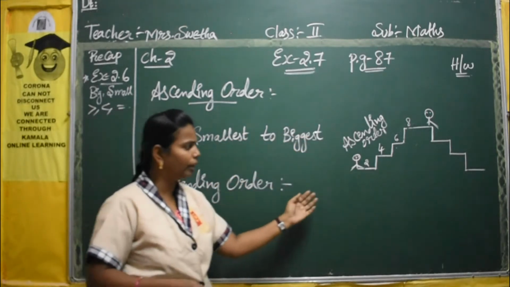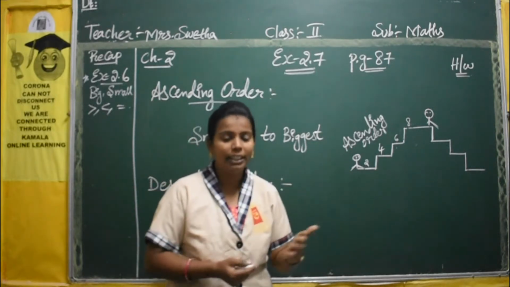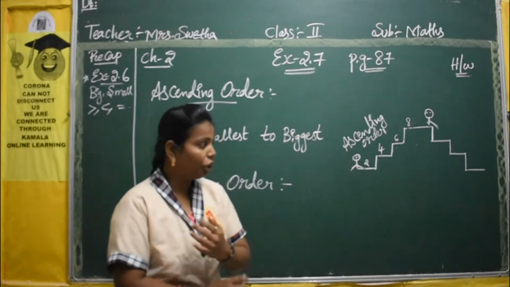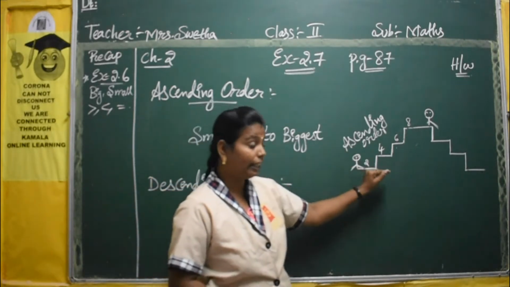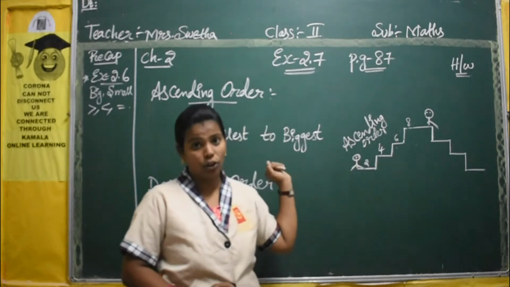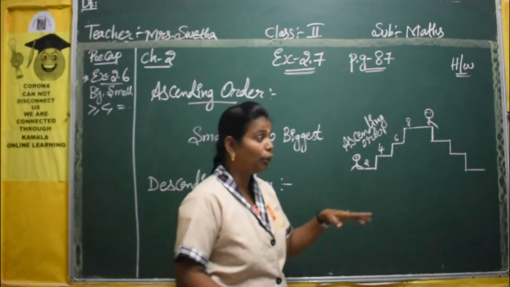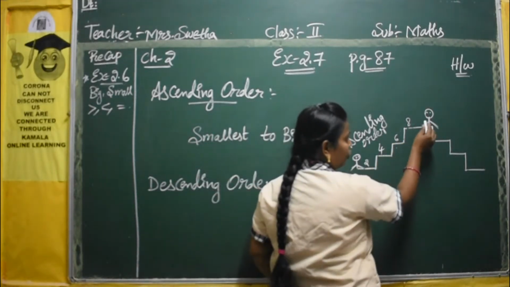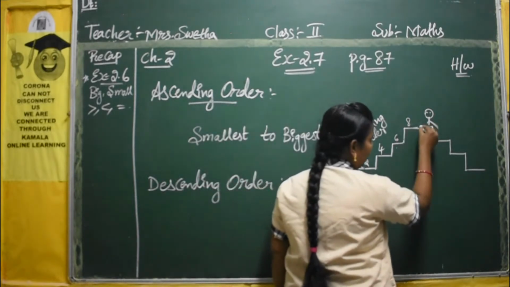How can you remember it? In these corona holidays you are playing on your roof, no? You get on the stairs and play there, so getting on the stairs is ascending order. After playing, after doing your work, what will you do? You will get down the stairs. After completing your play, you will come down, no?